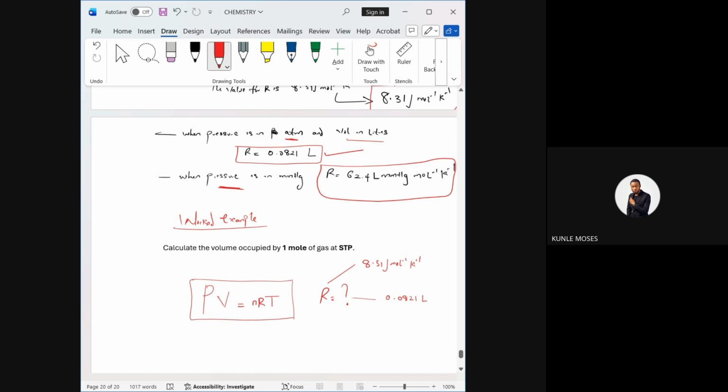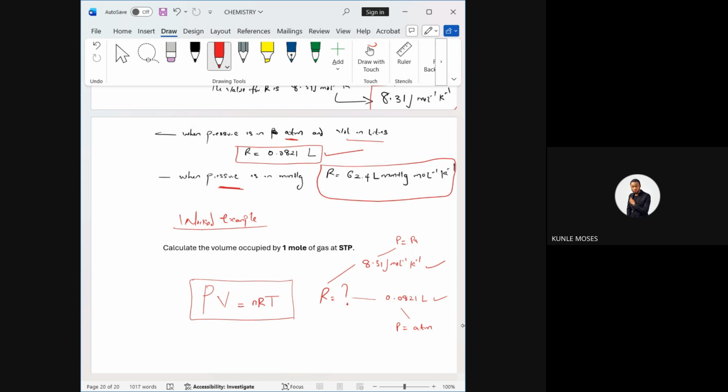Now, how do you know when to use this? You use this when your pressure is in Pascal. You use this when your pressure is in ATM. That's just the difference. So look at the unit of your pressure. Is it in Pascal? You use this. Is it in ATM? You use this. It's very simple. Sometimes you can be lucky, and they will give you the value of R. But in case they don't give you, you should be able to get it yourself. Then you slot it in your formula.